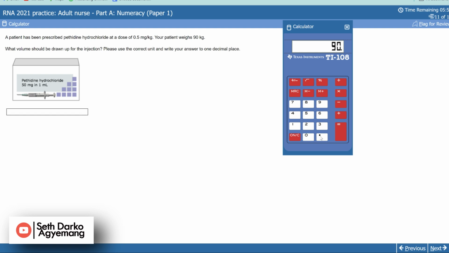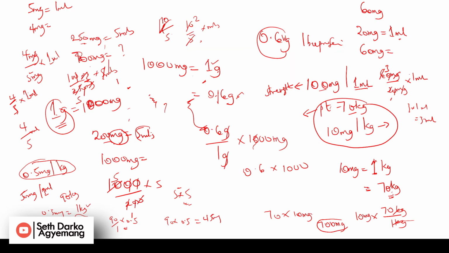Let's go and use the calculator. 90 times 0.5. Our answer is 45. So you've got 45 milligram. Now remember, we have the dosage: 50 milligram is equal to 1 ml. So if 50 milligram is equal to 1 ml, then how much will 45 give us?